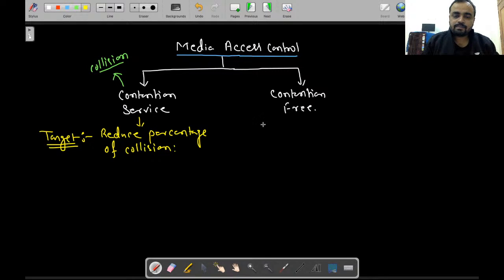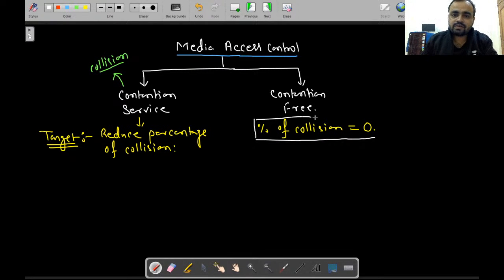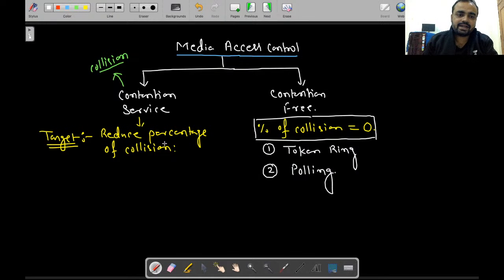So here the percentage of collision is 0. What are those protocols where the percentage of collision is 0? We basically learn two different kinds of protocol. One is the token ring and the second one is the polling, which are in our GATE syllabus.